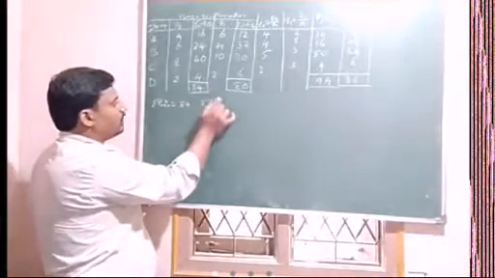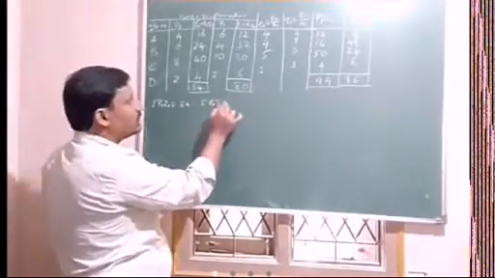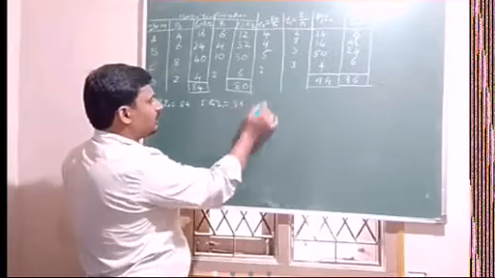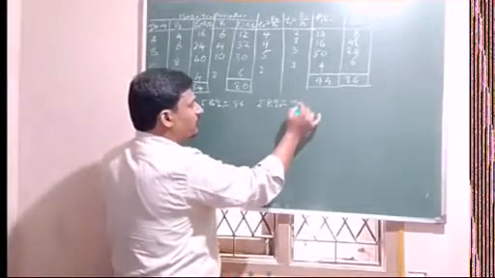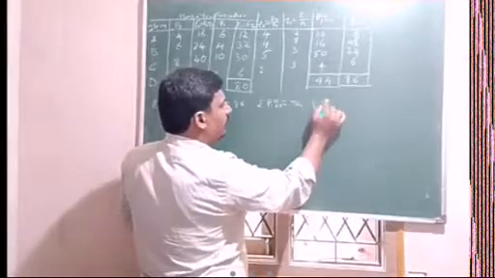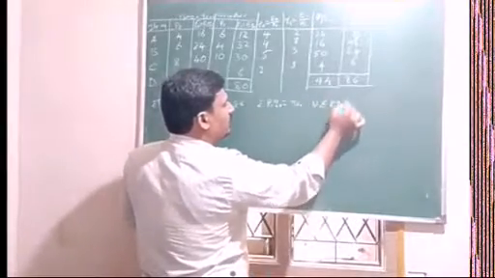Summation P0Q1 is equal to 86. Summation P1Q0 is equal to 94. And summation P1Q1 is equal to 80.